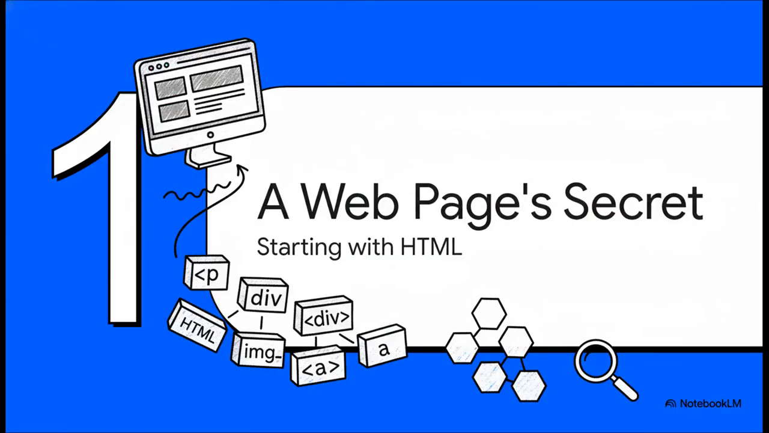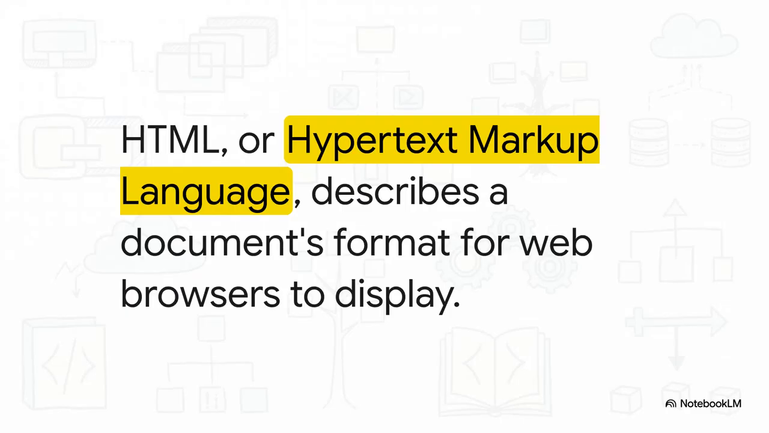To really get what XML is all about, it helps to first understand what it isn't. And to do that, we need to look at the language that builds pretty much every website you visit. And that language is HTML, which stands for Hypertext Markup Language. Its whole job, really its only job, is to tell a web browser how to format a document so it looks right on your screen. It handles the big headings, the paragraphs, where the images go, basically the entire visual layout.